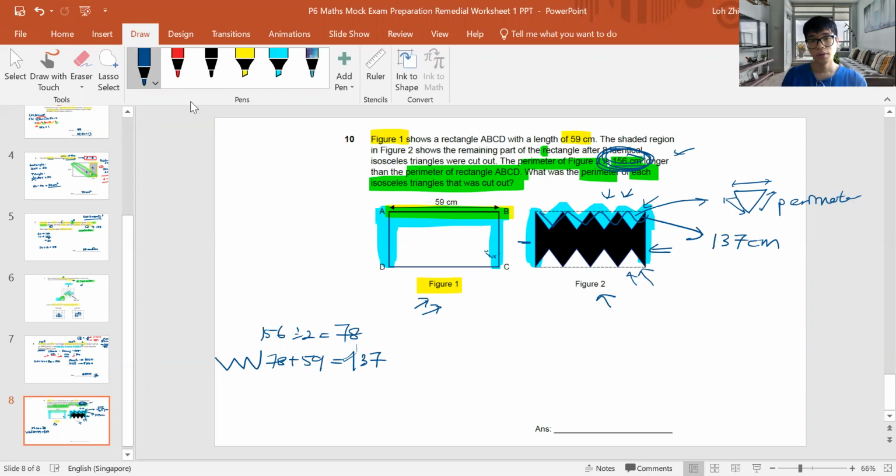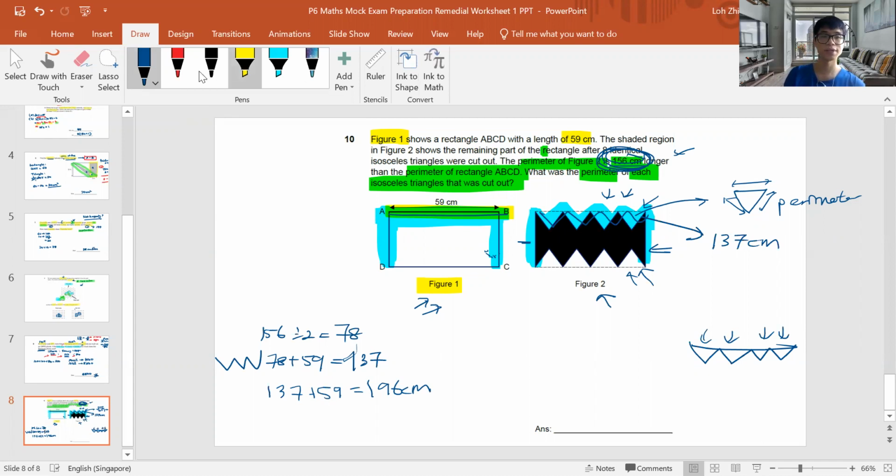Now, if I know that this zigzag part is 137, then if I add this 59, I will know the whole perimeter of the 4 triangles. So I use 137 and add 59, and let me quickly check using the calculator, that is 196 cm. Which means I found this zigzag, I add line AB 59, then I know the perimeter of these 4 isosceles triangles, which is 196 cm.